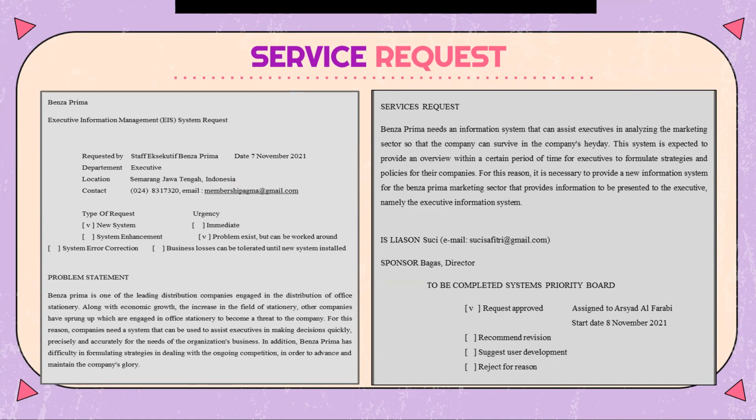The system service request form contains the date the request was made, which is 7 November 2021, by the Benza Prima executive staff, and the contact is membership@gmail.com. The type of request for system service creation is a new system. The problem statement contains a description of a problem faced by Benza Prima so that it requires a system that can solve the problem.